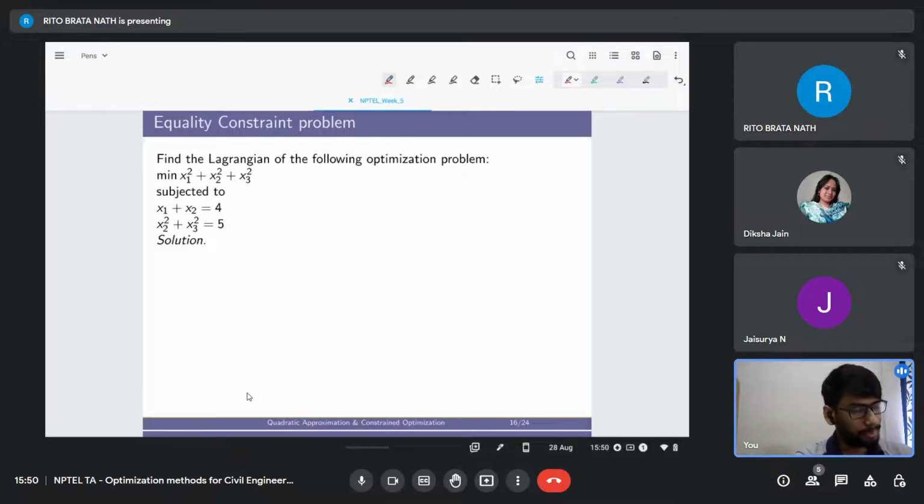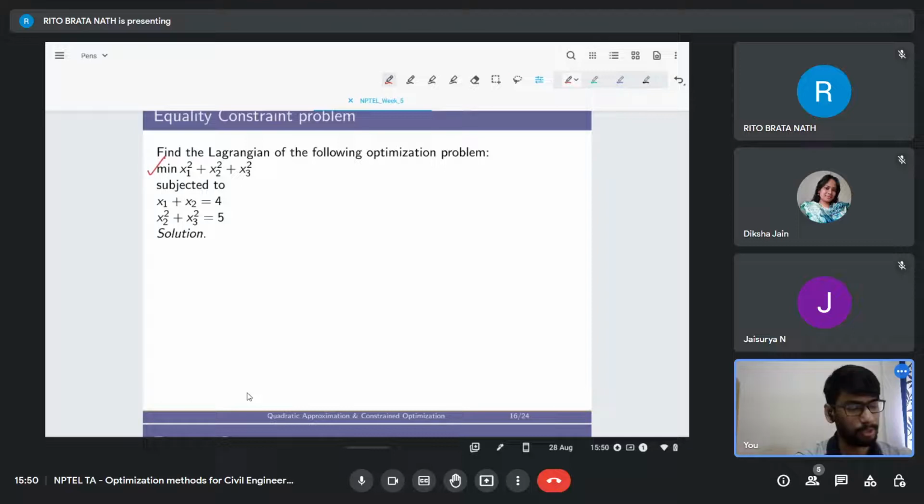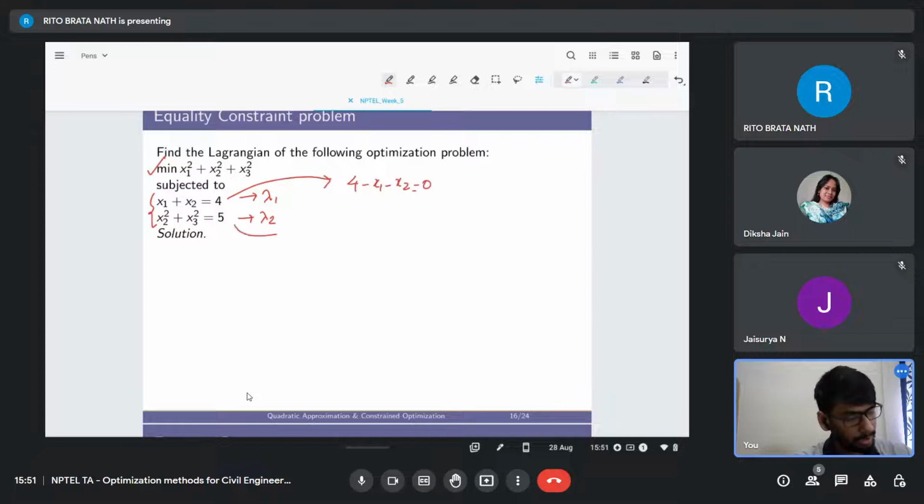So let's solve this problem. I have to find the Lagrangian of this following optimization problem, which is given as a minimization problem. So that's not a problem, and I'm given two equations. I can introduce lambda 1 here and lambda 2 here. I can write these equations as 4 minus x1 minus x2 equals 0, and this one as 5 minus x2 square minus x3 square equals 0. So this is your g(x) equals 0 kind of terms. You can also write it as x1 plus x2 minus 4 equals 0. It's just that the signs of lambda will be flipped in those cases, but that's totally fine however you write it.